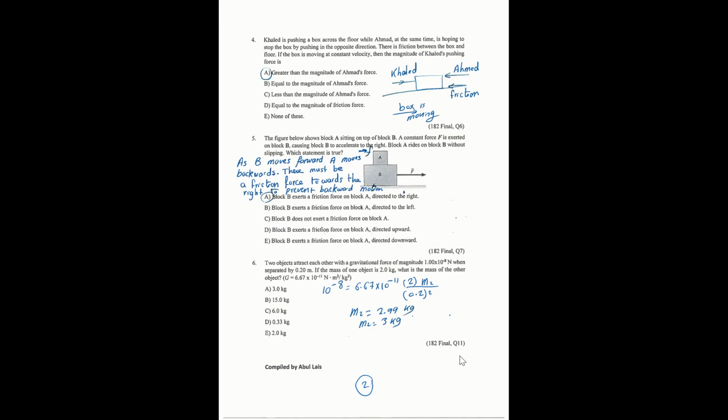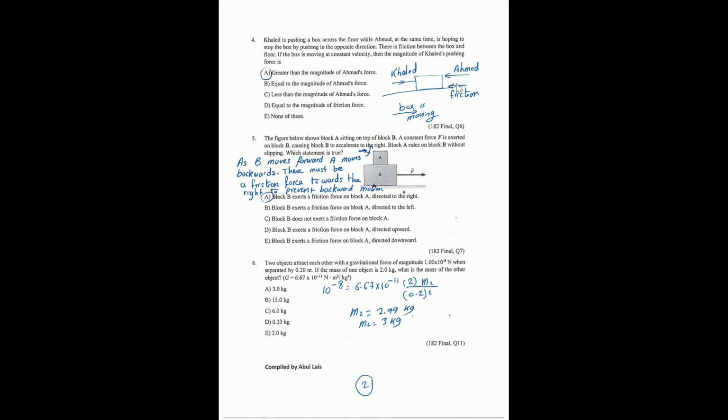Okay, great. So now we can move on to the next problem, and it says Khalid is pushing a box across a floor while Ahmed at the same time is hoping to stop the box by pushing in the opposite direction. There's a friction between the box and the floor. If the box is moving at a constant velocity, then the magnitude of Khalid's pushing force should be what? Now, you should know that we have three forces: a force from Khalid, a force from Ahmed, which is opposite to Khalid, and also the force of friction.